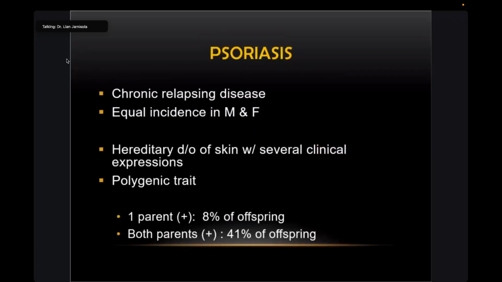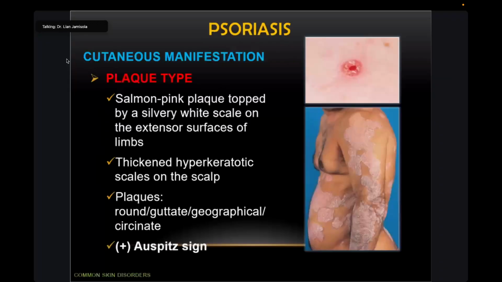Okay. It has equal incidence in males and females. It is hereditary. Can be hereditary with several clinical expressions. Hindi nga lang ganun ka straightforward yung pagiging hereditary niya because its trait can be polygenic, no? But it has been documented that if one parent has psoriasis, there's 8% chance that an offspring will have psoriasis. If both parents, then 41% chance of offspring having psoriasis.